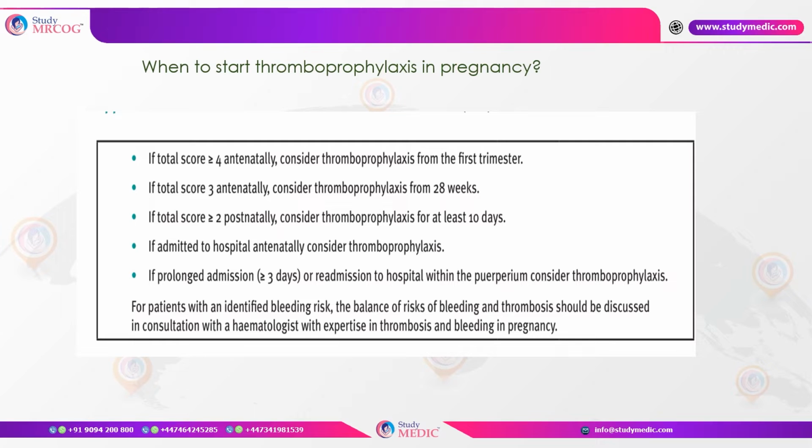Any woman who is in the postpartum, we saw that it is a score of 2. Now if this woman gets admitted in the puerperium, then also she needs thromboprophylaxis for the period of admission. Another thing to remember, any woman who has an identified risk of bleeding, here you have to balance the risk of bleeding and the thrombosis, discuss with a hematologist, and then decide whether you want to start thromboprophylaxis for her or not.